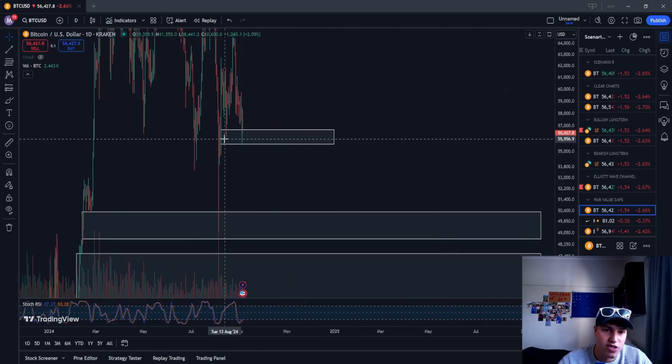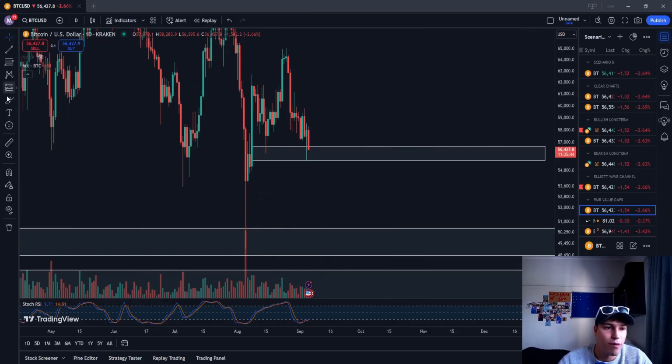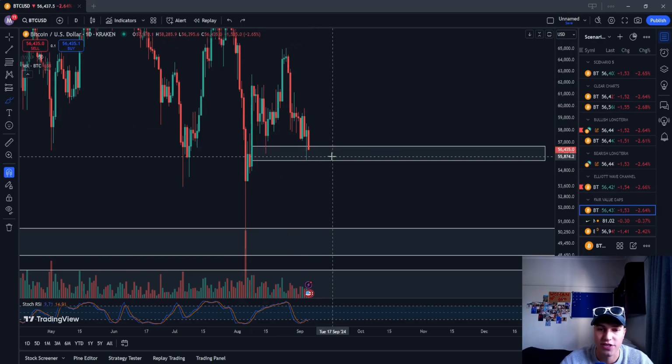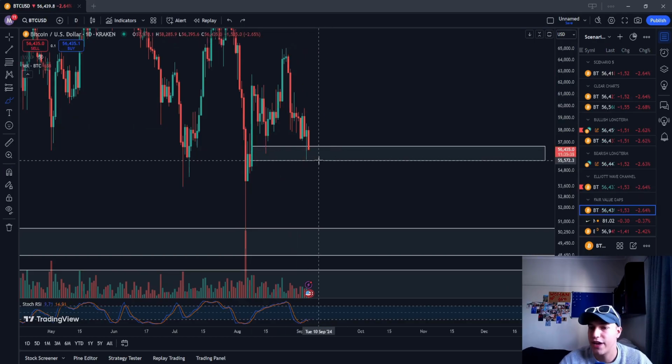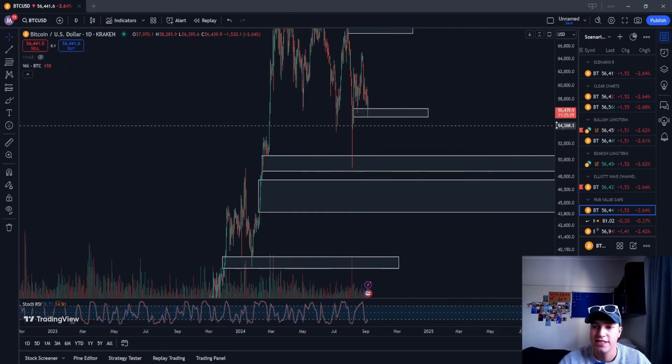So the first time this fair value gap was touched was here. We touched it, found support, and now that we are touching it again, the likelihood we are filling it out this time is high. So this fair value gap sits at 55,400. That's just an example of a fair value gap which is being taken.